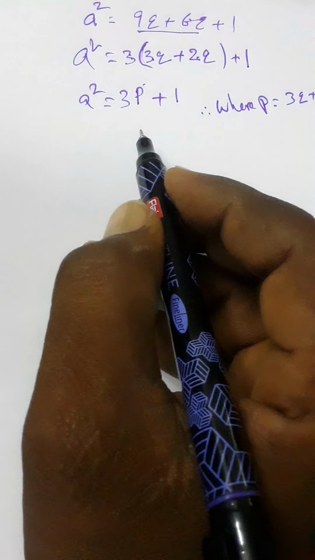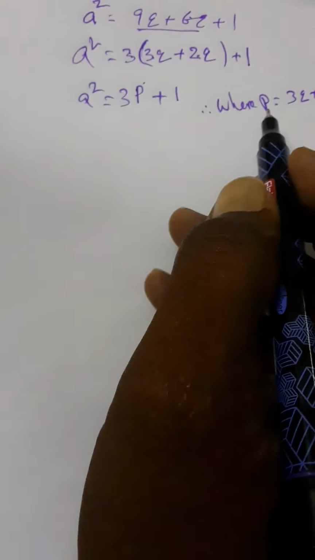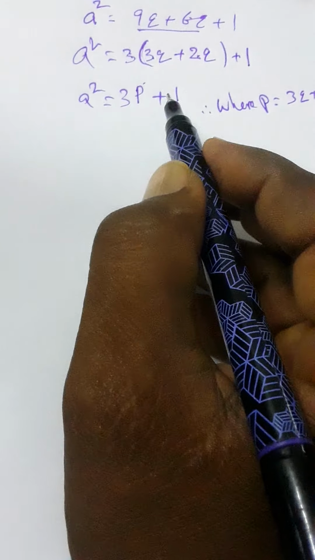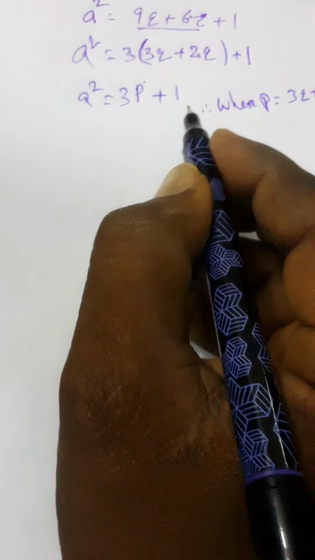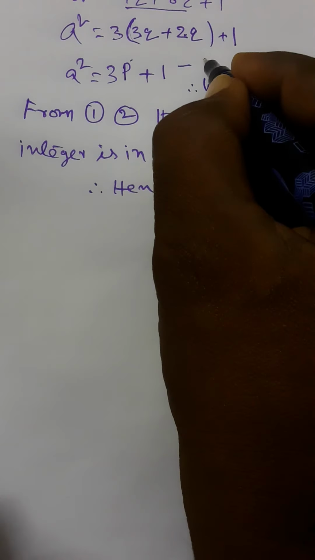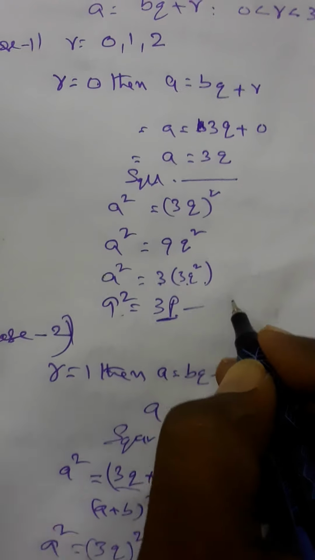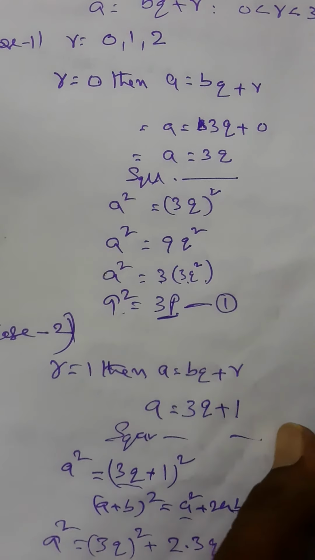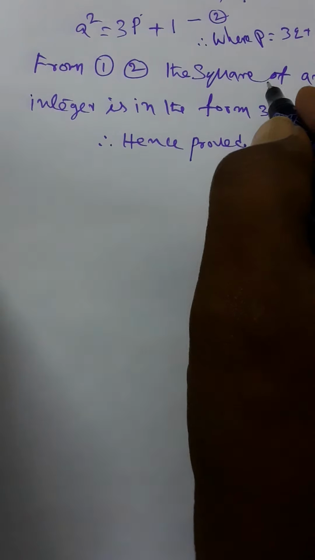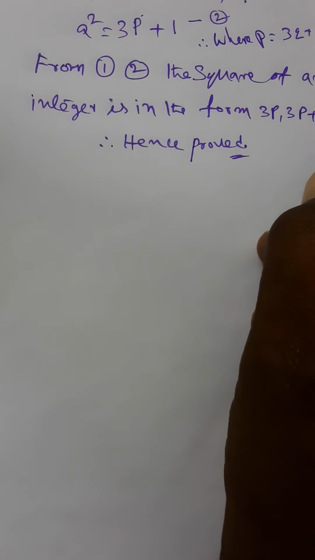So from equations 1 and 2, we can say the square of any positive integer is in the form of 3p or 3p plus 1. Hence proved. From equations 1 and 2, the square of any positive integer is in the form of 3p or 3p plus 1.